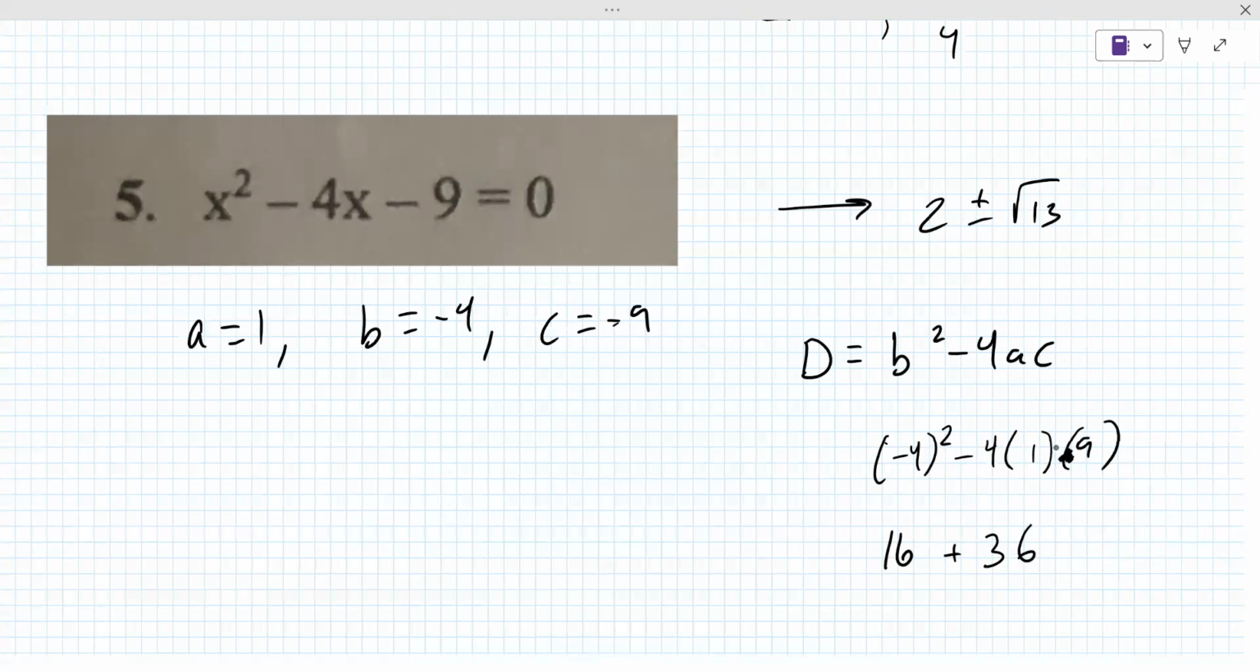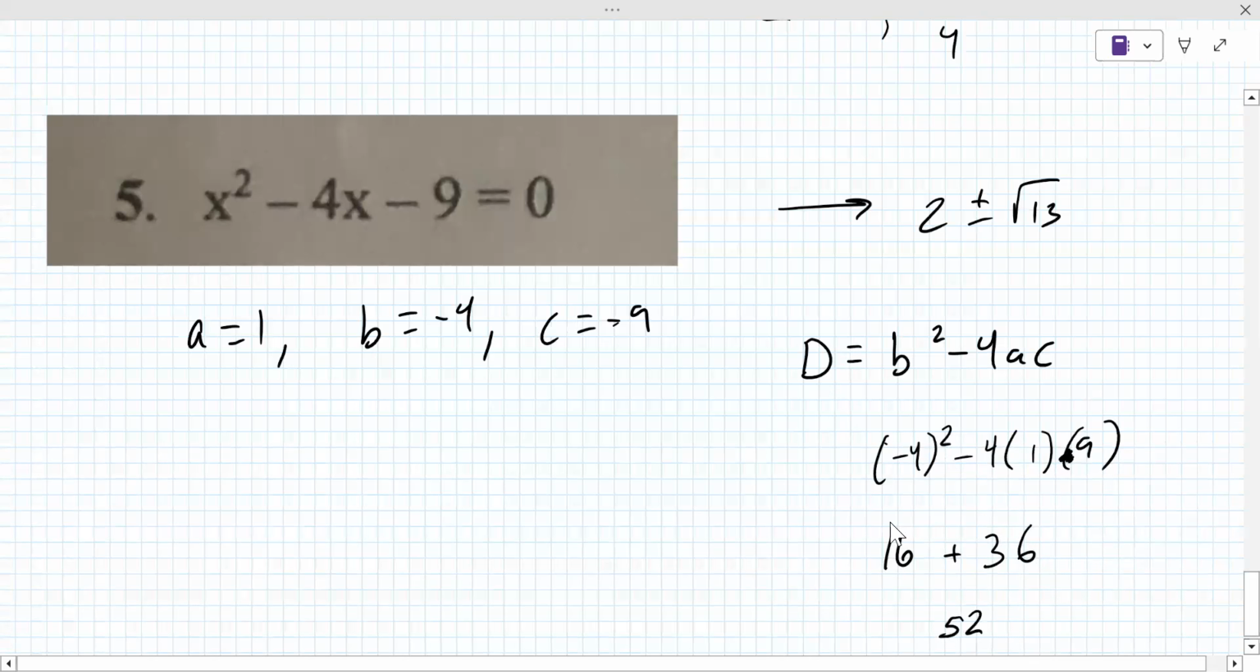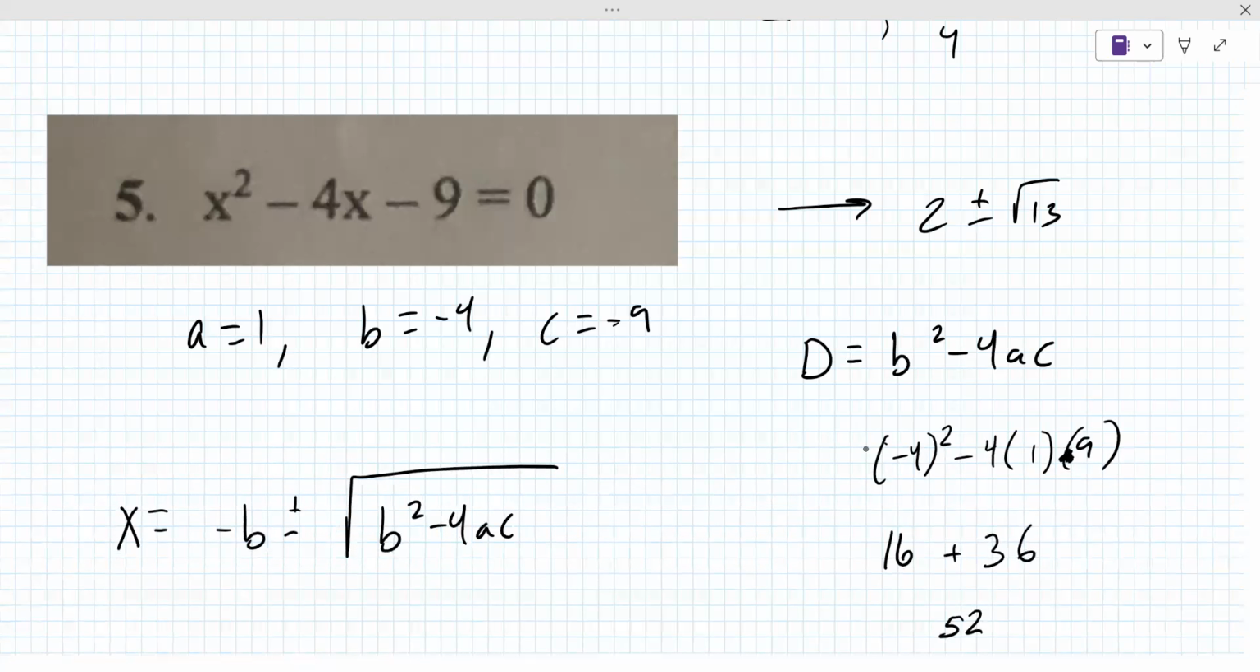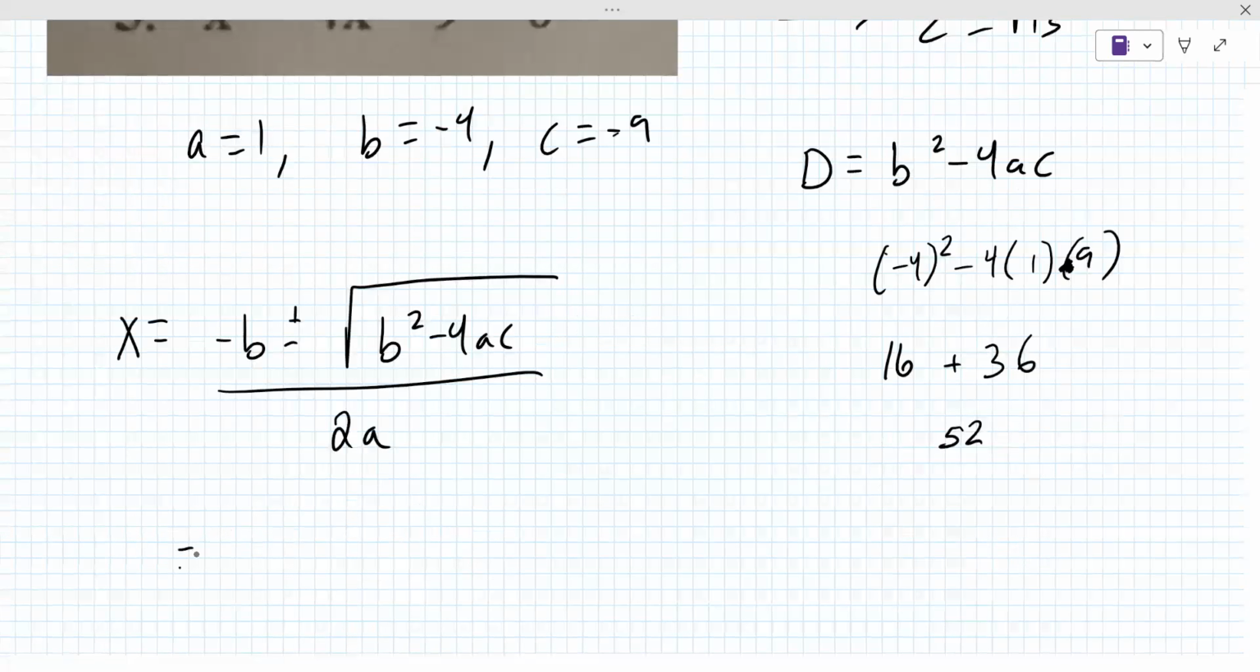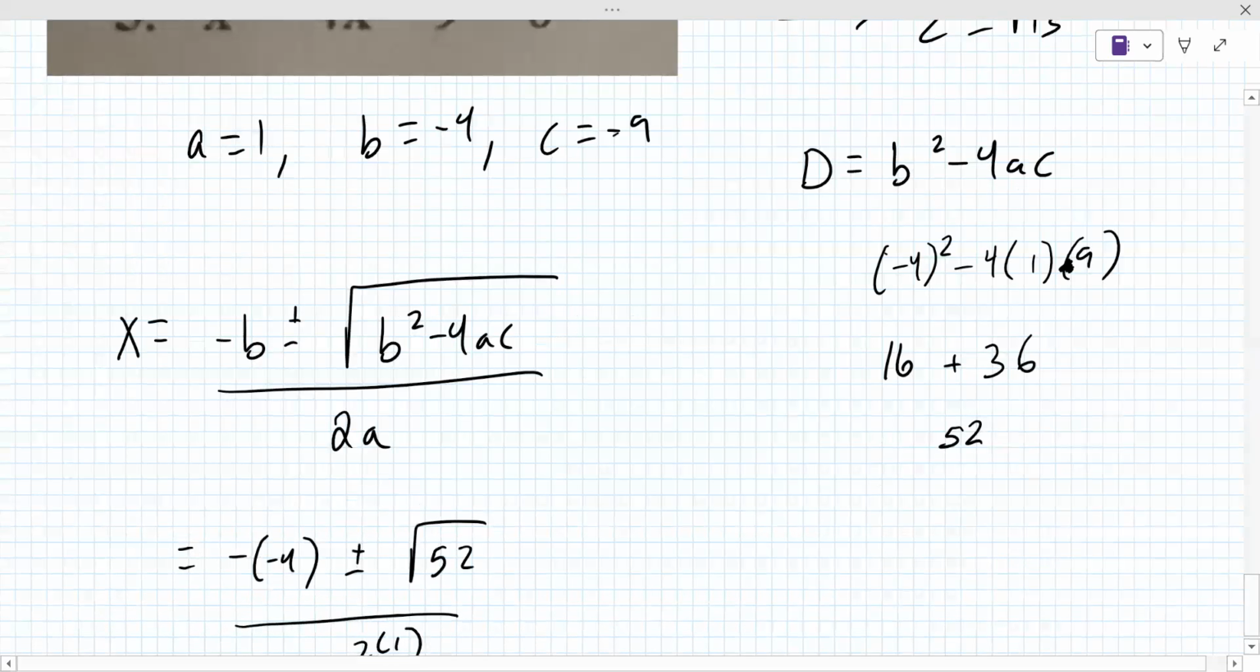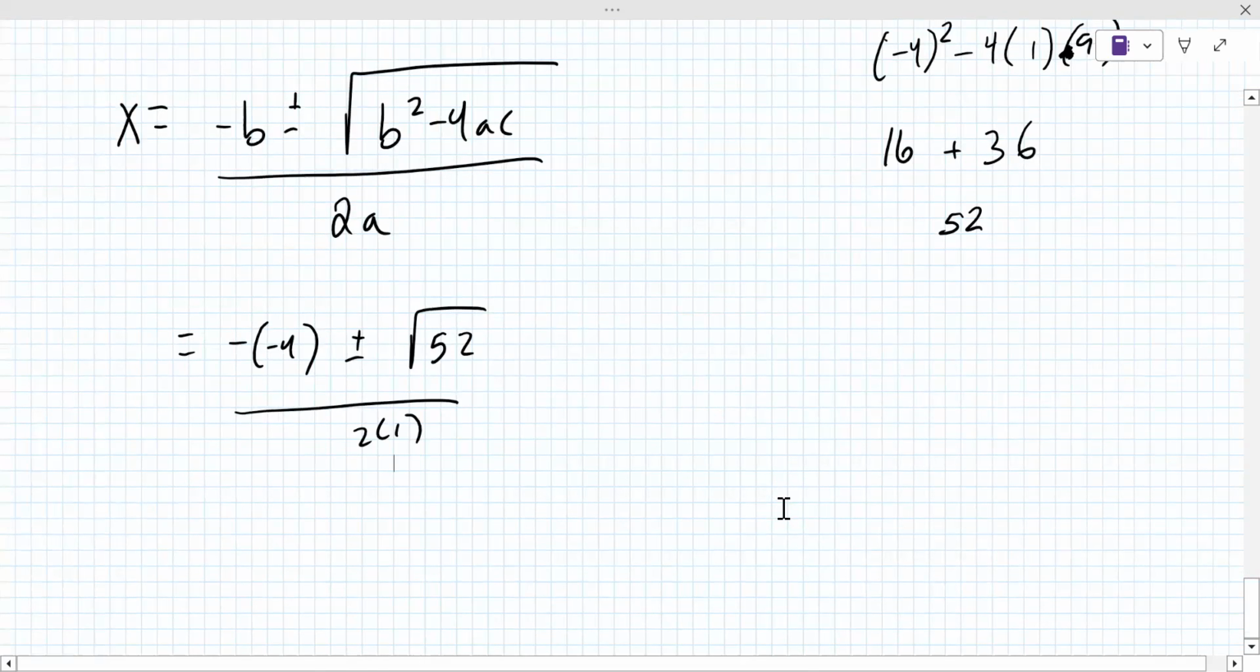All right. So this is the square root of 52. And D is 52. This is where a lot of the errors occur. So the quadratic formula is -b plus or minus the square root of b squared -4ac all over 2a. You now have everything. You know that it's -4 plus or minus the square root of 52 all over 2 times 1. And the question is, well, how do we get it to the answer we already know that is correct?